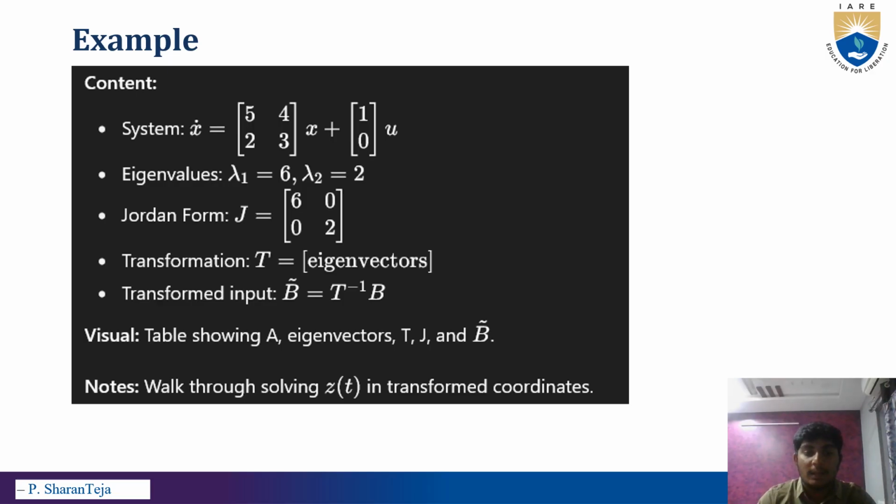Interesting, this matrix is already in Jordan form. This tells us the system has one eigenvalue 5, but two states are linked. They cannot evolve independently.